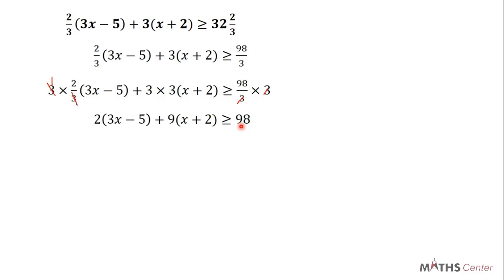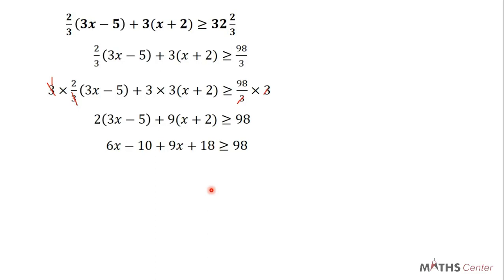So you open the brackets and you simplify. You are going to have 2 times 3x, which will give us 6x. 2 times minus 5 will give us minus 10. 9 times x will give us 9x. 9 times 2 will give us 18. It's greater than or equal to 98.